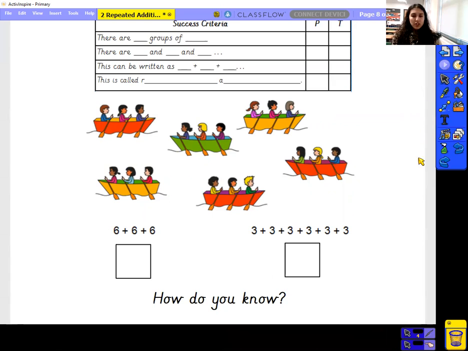Now we've got a decision to make then. We're looking at this representation and we're trying to think, is this showing me 6 plus 6 plus 6? Or is it showing me 3 plus 3 plus 3 plus 3 plus 3 plus 3? Just pause the video and have a think. What is this representation showing you? And then play it again when you're ready to go through the answer.